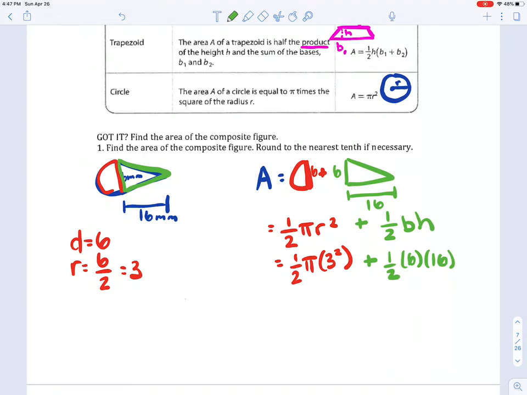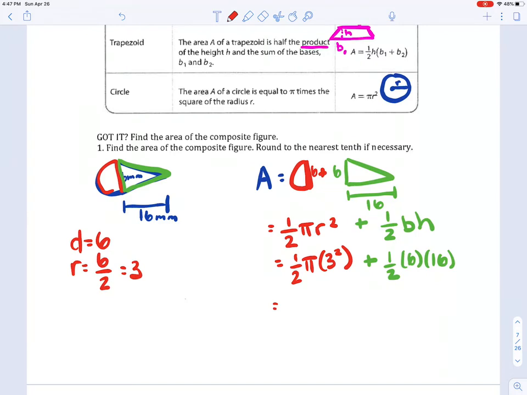So at this point, I'm ready to go to my calculator. Make sure you're doing order of operations. So I have to do my exponents first. Also, as a reminder, please use the pi button on your calculator. Do not type in 3.14 because you will be rounding too soon. So 3 squared is 9.